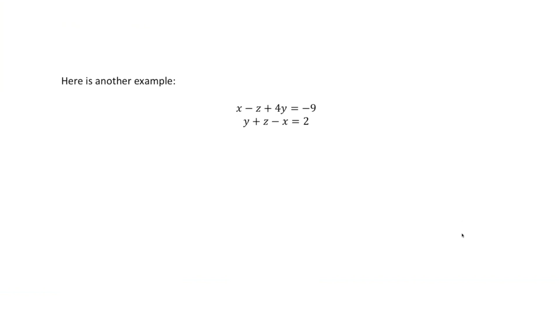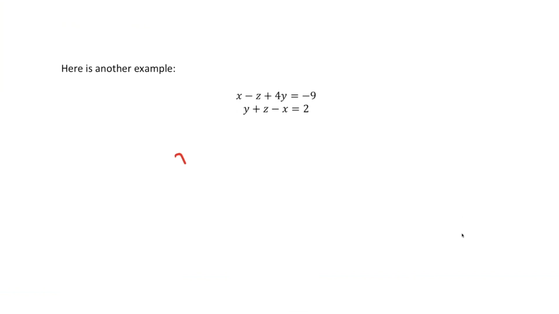So the first equation is going to be rewritten this way: x plus 4y minus z equals negative 9. Okay. And the second equation I'm going to write this way. Let's have it negative x plus y plus z equals 2.